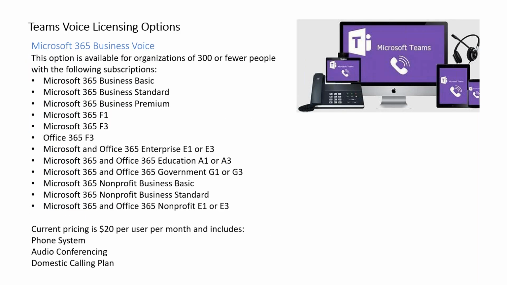Now we get to the subject of the licenses. There are, in essence, two approaches to purchasing and adding Teams Voice licensing capabilities. For organizations of 300 or fewer people, you may already be using one of these licenses that you see listed here. Let's say, for example, you've got 50 users with Microsoft 365 Business Standard, and you want to add phone capabilities for those users. Microsoft introduced earlier this year what they call Microsoft 365 Business Voice. And at the bottom of the slide, you see it's an add-on of $20 per user per month. It includes the required phone system license, the audio conferencing license, and the U.S. domestic calling plan.